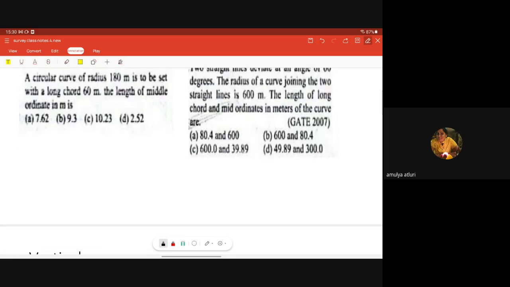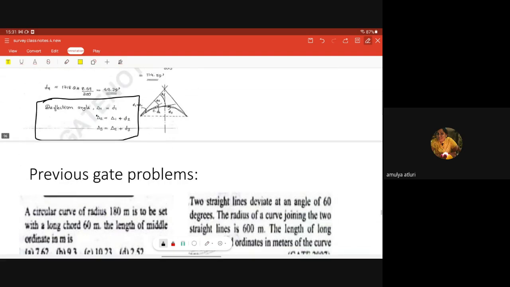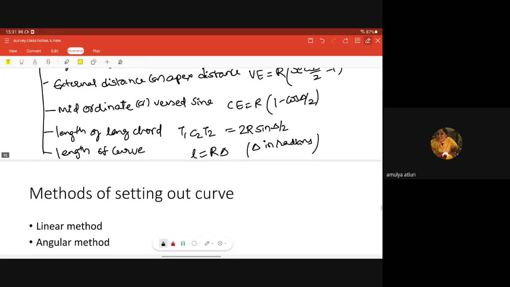So let's deal with some previous grade problems. A circular curve of radius 180 meters is to be set with a long chord of 60 meters. The length of the middle ordinate in meters is? You have seen the formulas, right? They are asking for the length of the middle ordinate in meters. So what is the formula?